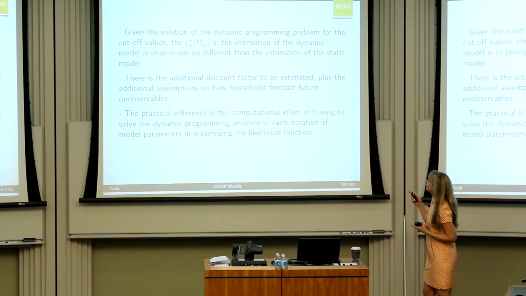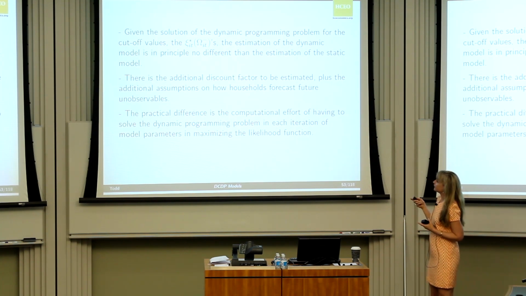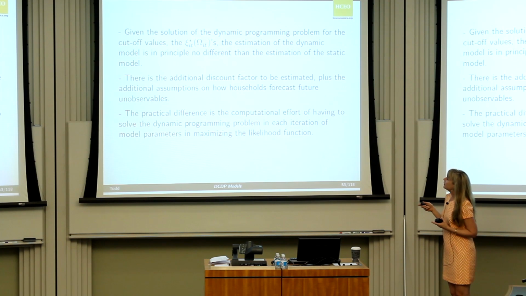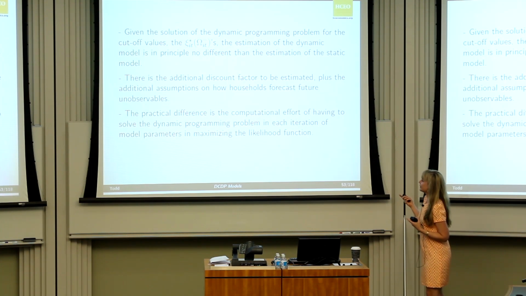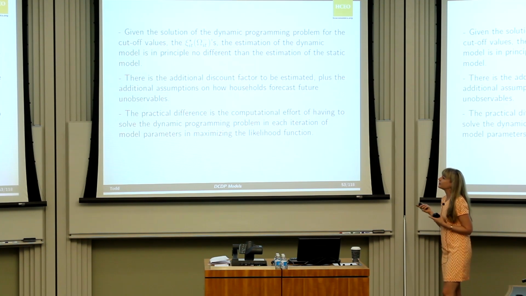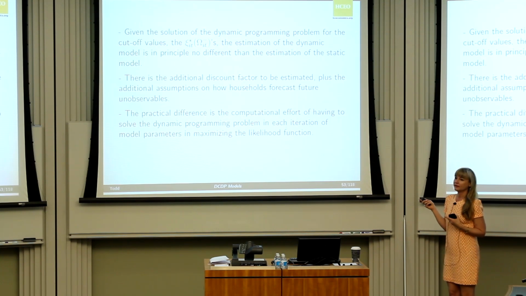So the only additional thing is the discount factor. That was the one new variable. And the main complexity is computational, really. It's just having to solve this dynamic programming problem along the way in order to get the likelihood. So you usually need powerful computers to estimate these dynamic discrete choice models.